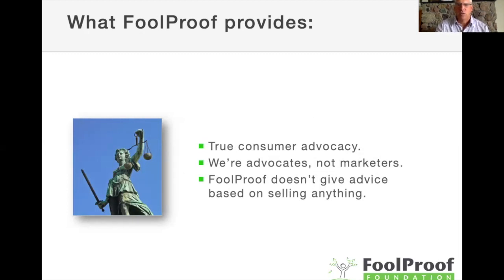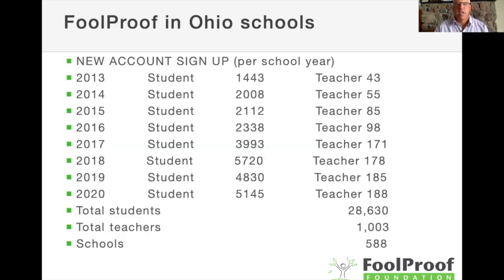Just to give you an idea of how FoolProof is impacting students in Ohio, since our partnership with Directions Credit Union in 2013, you can see how the numbers have significantly increased over the years of students using FoolProof. The total students that are using FoolProof in the state of Ohio are over 28,000, over 1,000 teachers, and over 588 schools in Ohio.